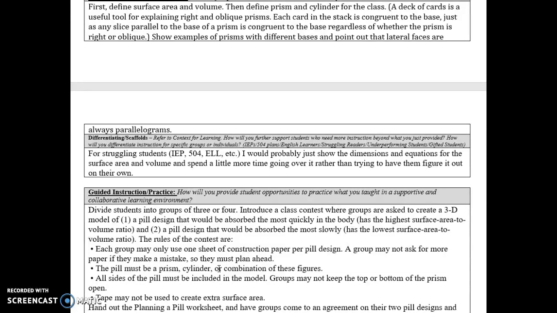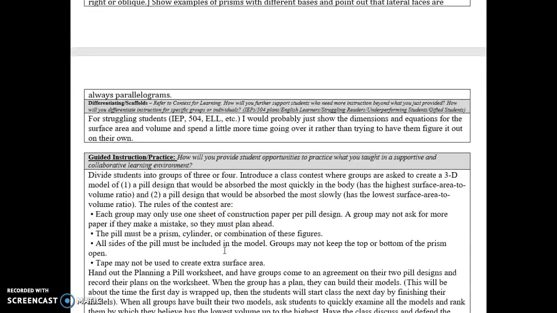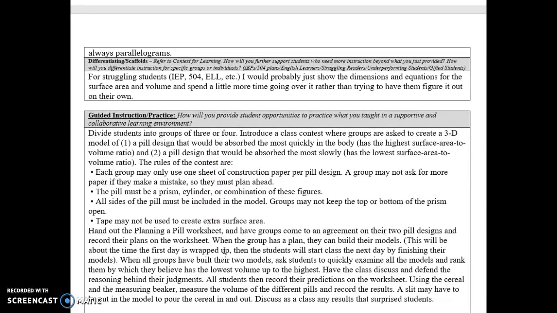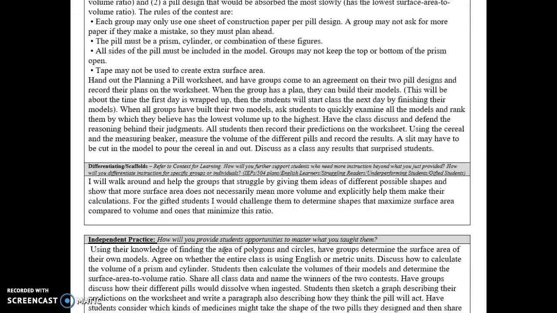For the guided instruction practice, again, that comes pretty much straight out of the document, and that's the main focus, where students are divided up into groups and are given tape, scissors, and construction paper to come up with their own sort of ideal shape for a pill, whether we want it to be absorbed really fast or something that needs to be bigger but absorbed slower. And the idea is, is it better to have a bigger volume or bigger surface area or both? And that's kind of the point of that activity.